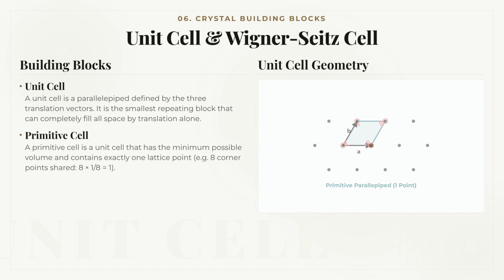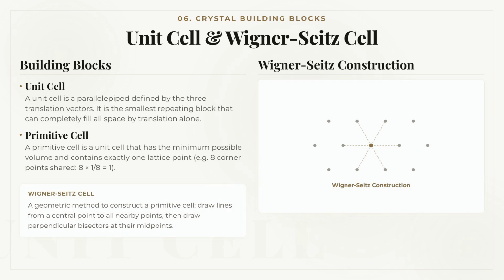A special type of unit cell is the primitive cell. A primitive cell has the minimum possible volume and contains exactly 1 lattice point. For example, if a cell has lattice points only at its 8 corners, each corner is shared by 8 neighboring cells. So the total contribution is 1 lattice point.